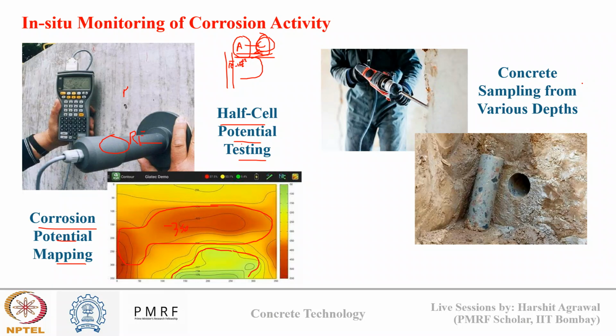Then the second method is concrete sampling, typically through core extraction. We extract a concrete core from the concrete surface, and from this core we do chloride profiling, carbonation depth modeling, and sometimes microstructural testing also, like porosity and pore connectivity. Such testing can give us an indication of how much quantity of ions have gone inside, and what the diffusion coefficient or the carbonation depth is. Such data we can get if we collect concrete samples from various depths using coring.